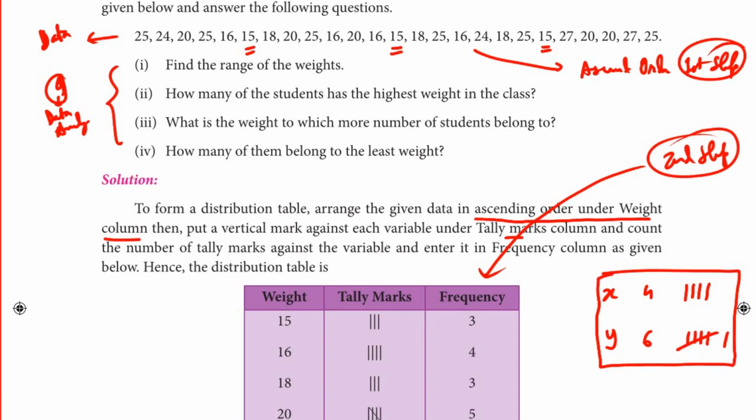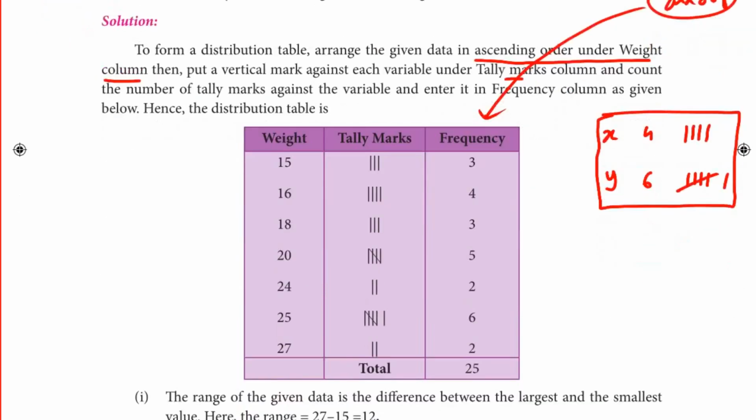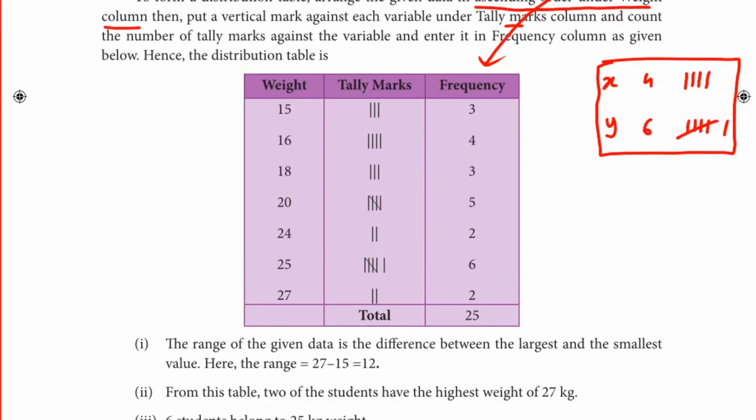What is the next number? Larger number, 16. Why have I started with 15? Because this is the lowest. The next number is 16. How many times has it been repeated? 1, 2, 3. That's it, 3. So you write like this over here. See? So the number 15, tally marks 3. How many times has it been repeated? So frequency, it's 3. Similarly for 16, you will find there are 4.